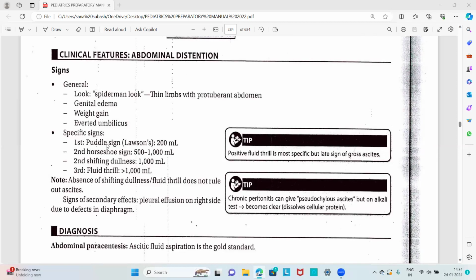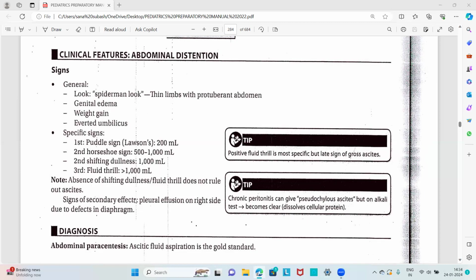The specific signs: the first sign to appear is the puddle sign. For the puddle sign to be positive, about 200 ml of fluid should be collected in the peritoneal cavity. Second is the horseshoe sign, for which 500 to 1000 ml of fluid should be there. Then the shifting dullness, for which 1000 ml of fluid is required. Third is the fluid thrill, for which greater than 1000 or 1500 ml of fluid is needed for its manifestation. Absence of shifting dullness or fluid thrill does not rule out ascites.